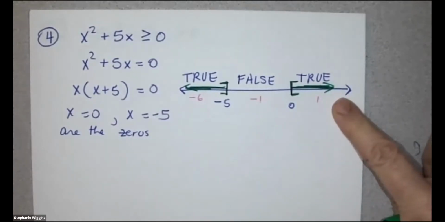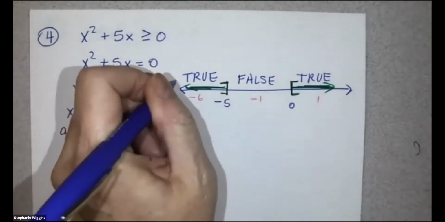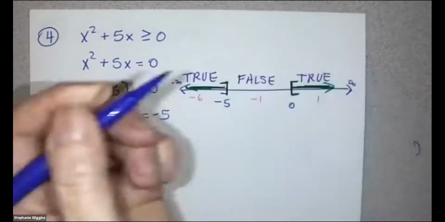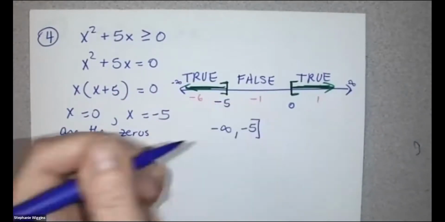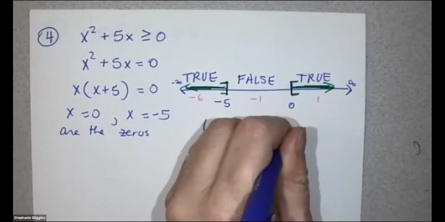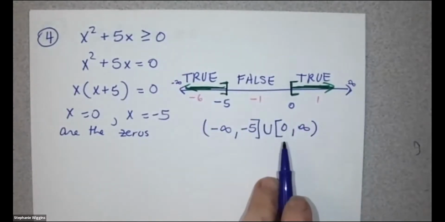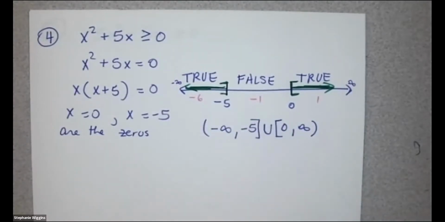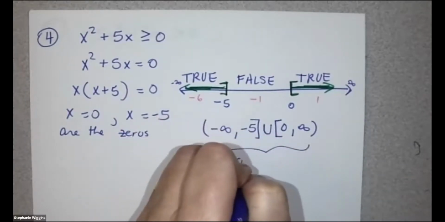And this is the graph of our solution set. And if we write it in interval notation, this is -infinity and this is +infinity. So we go from -infinity to -5, including -5. And then we join that with the interval from 0 to infinity, including 0. So that's why the square brackets. And that's our solution set.